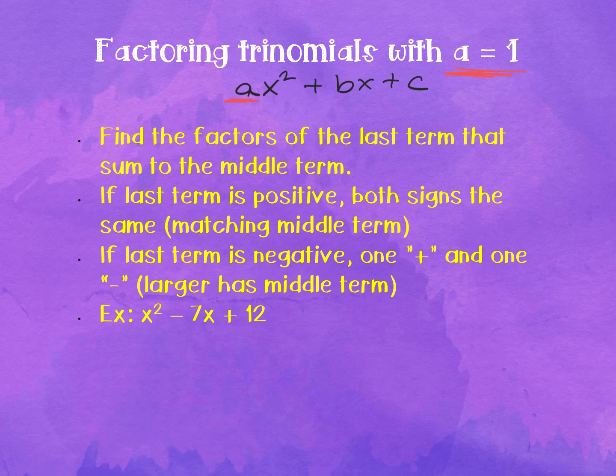If the last term is negative, then one of your factors will be positive and one will be negative. A little hint, the larger factor gets the sign of the middle term. So let's go ahead and take a look at our first trinomial.